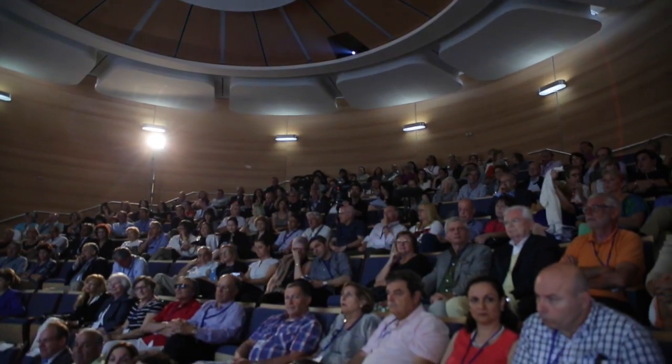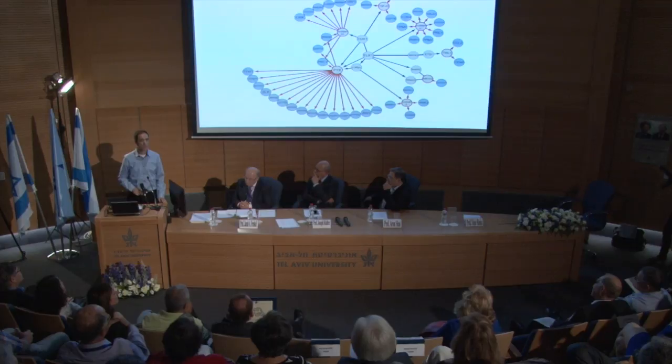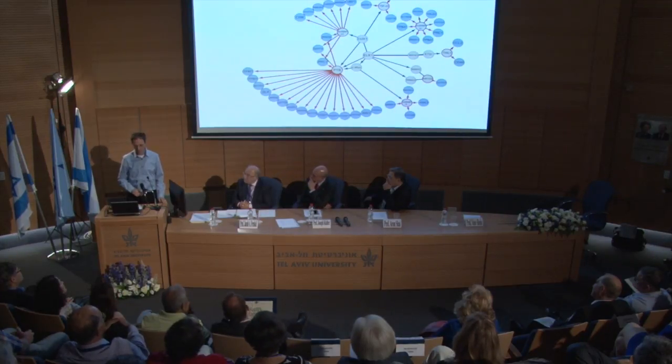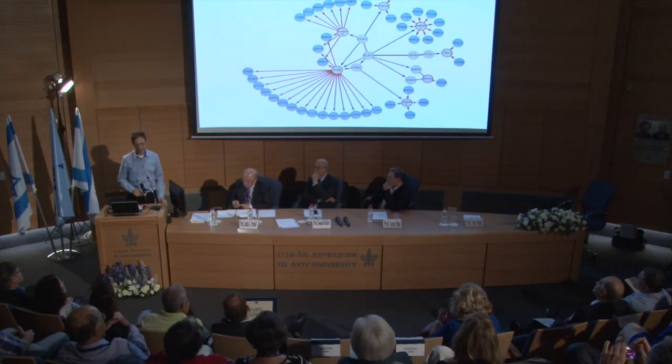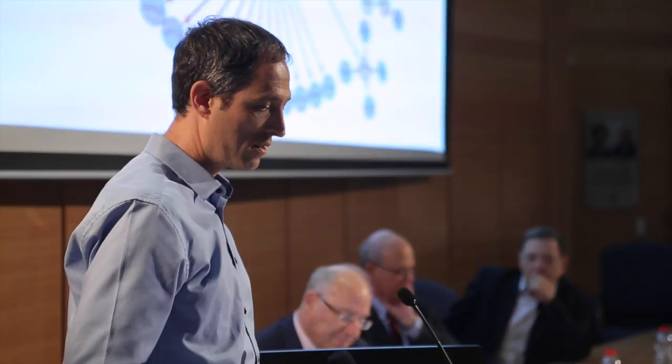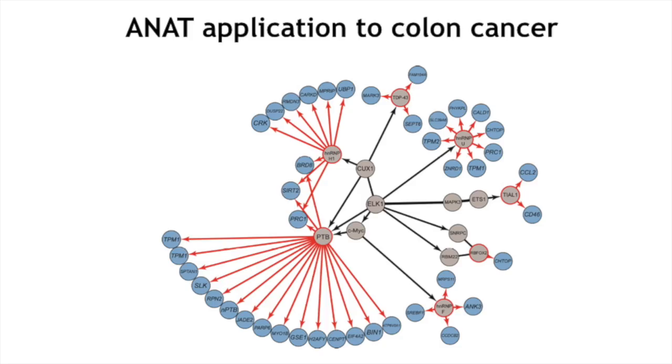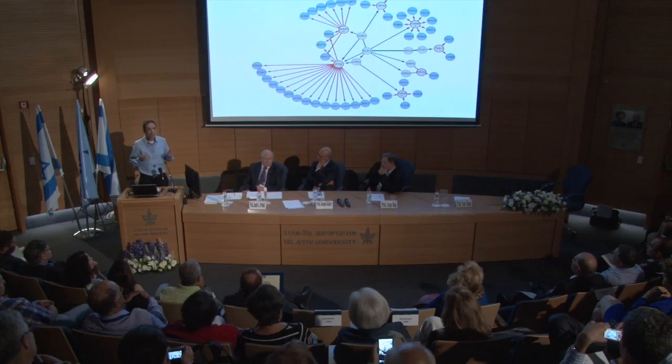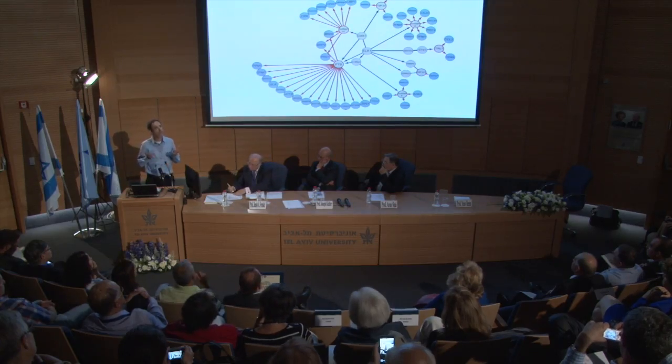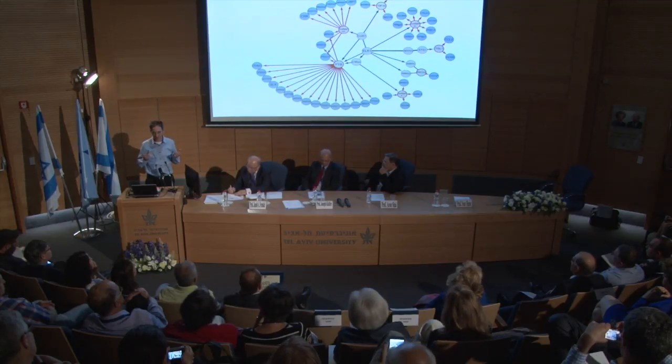Now, in order to show you the utility of ANAT in the real world, let me share with you a recent collaboration with the lab of Gil Ast from the medical school, in which we tried to simulate colon cancer. In this case, the Ast lab collected from public databases dozens of genes that were shown to misbehave in colon cancer. These are the blue genes that are shown here. However, they did not understand how these genes connect together to make up the disease.